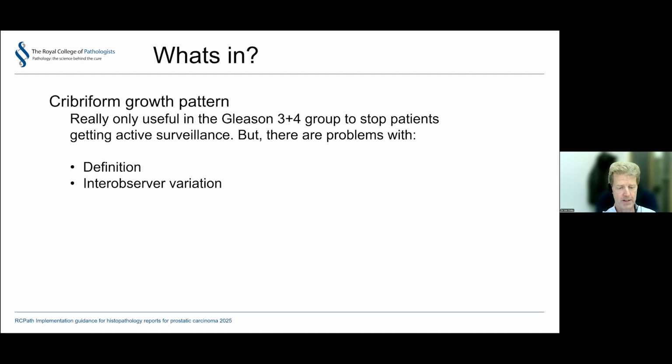So cribriform growth pattern, this has crept in. Most centres, I suspect, are putting this into their reports. Now the definition is out there. We list it in the data sets and references, but there is massive inter-observer variation on how big, how many holes, how many this, how many that. And this is something which is hopefully going to be clarified in the next couple of months. There's an ISUP meeting at USCAP at the end of March, so hopefully they'll come up with some guidance as to what we should be doing.